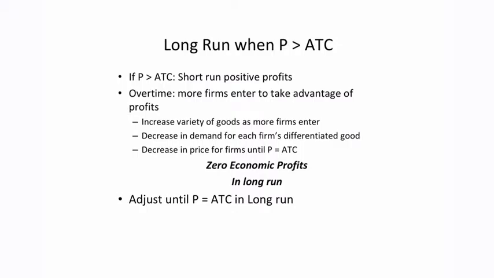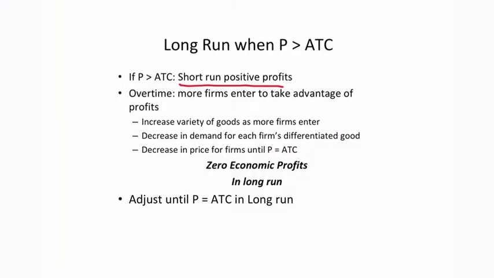So, what do we observe in the long run? If the price is greater than average total cost, in the short run, we have positive economic profits. But over time, more and more firms are going to enter into this market to take advantage of those positive economic profits. As a result, this is going to cause a shift in the supply curve. The shift in the supply curve is going to cause downward pressure on the price, and the price is going to reach a point where it's equal to the average total cost.